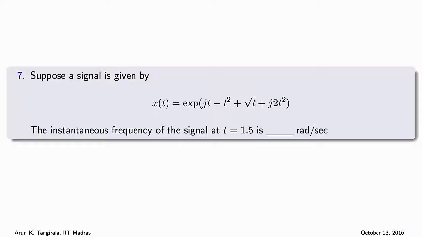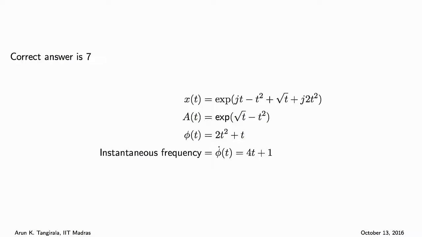So, all one has to do is take this signal and rewrite it in analytic form. The nice thing about the signal is that you should be able to rewrite this in analytic form fairly easily. You do not have to compute any Hilbert transforms and get into all of that. By visual inspection, write the analytic form so as to get A of t as e to the root t minus t square and phi of t as 2t square plus t, so that the instantaneous frequency is simply the derivative of phi of t, which is 4t plus 1, and at t equals 1.5, obviously the instantaneous frequency is 7 radians per second. So, that is pretty straightforward, but allows you to revisit the concepts of instantaneous frequency and analytic representations.